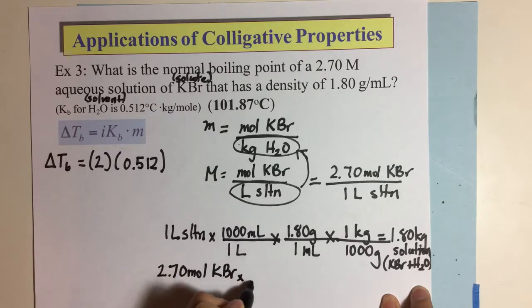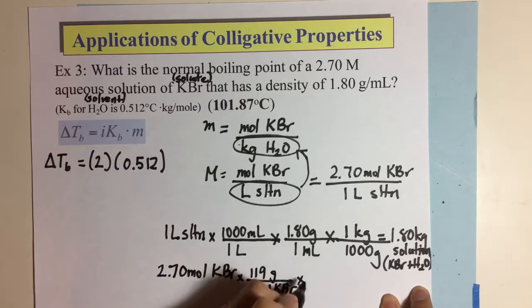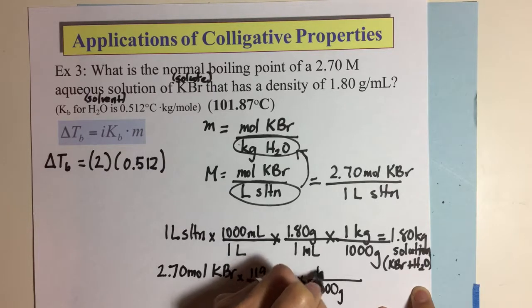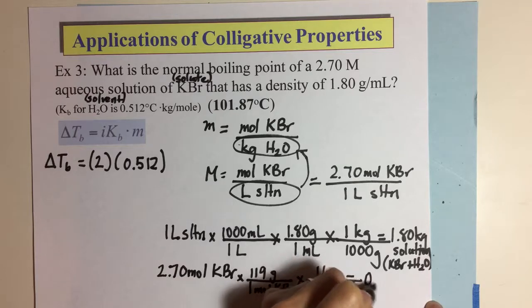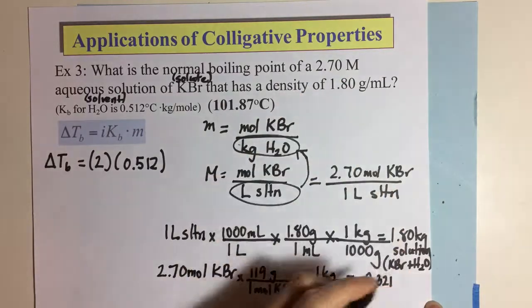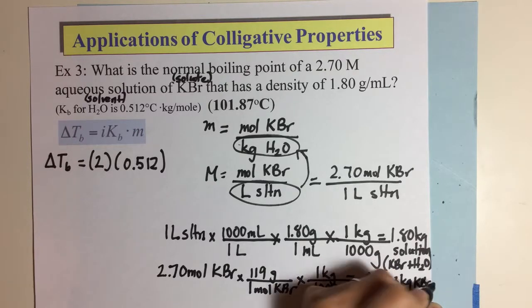So you take the molar mass of KBr, 1 mole of KBr has a mass of 119 grams, and then you convert grams to kilograms. This will then give you the kilograms of KBr that's in the 2.7 molar solution. So this is the amount of KBr in there.